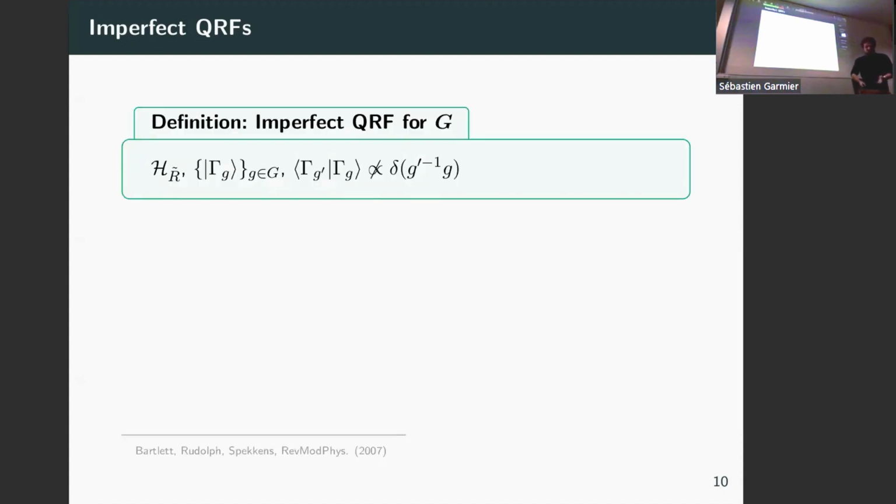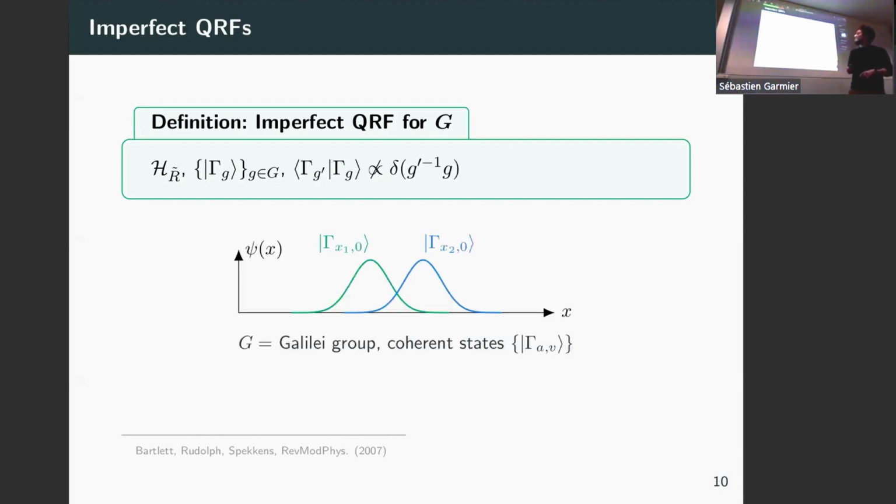Basically, an imperfect quantum reference frame is pretty much like a perfect one, but the different classical states can no longer be distinguished perfectly. So now the classical states are no longer ket G's, but ket gamma G's, just to distinguish them from the ket G's. And that they're no longer perfectly distinguishable just means that their overlap is no longer a bunch of delta functions.